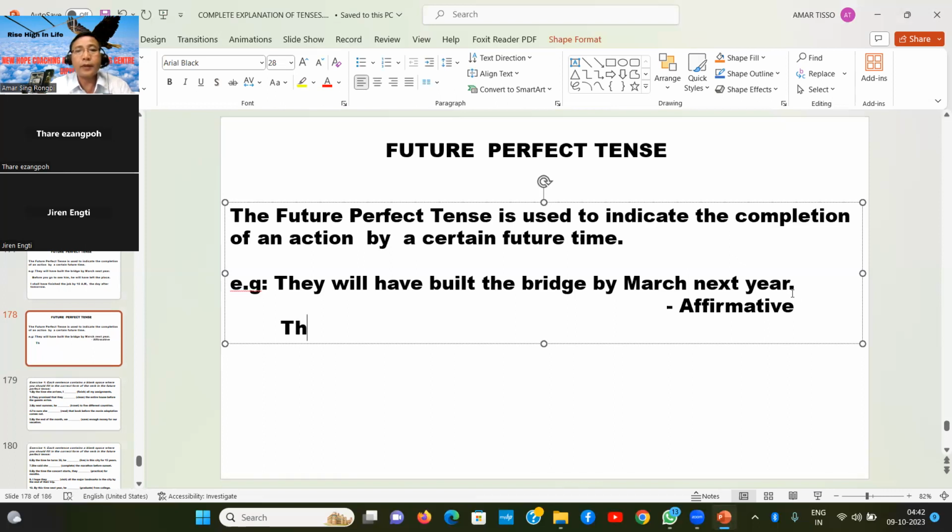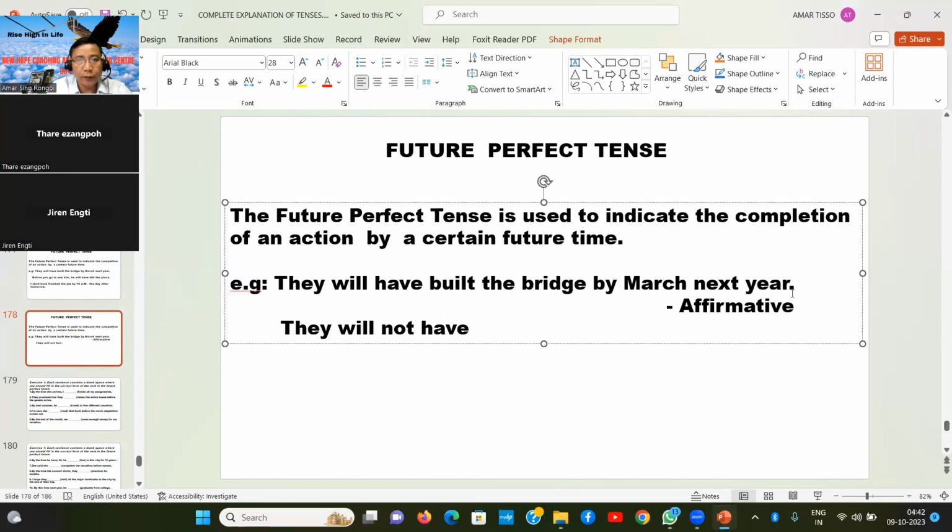Which one, sir? This one. They will have built the bridge by March next year. Then let us change it to negative. Simply, we have to insert "not" in the sentence. They will not have built the bridge by next year.